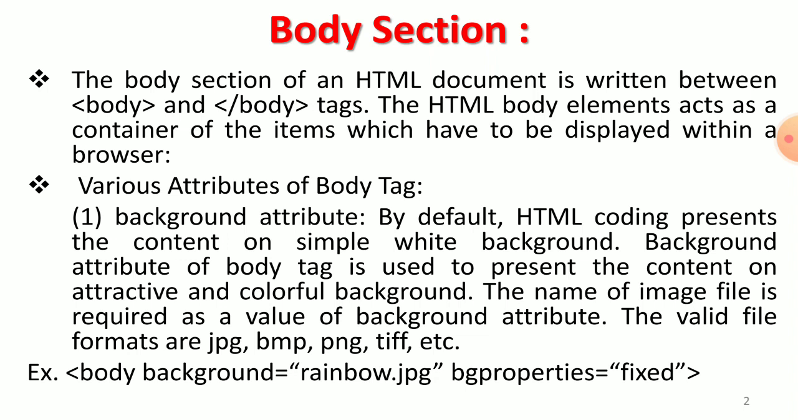fills the entire screen. Fourth, generally the background image scrolls when the user scrolls down the page, and this can be fixed by setting the fixed value of the bgproperties attribute. That is the example of body background equals rainbow.jpg and bgproperties equals fixed. That means the background picture is rainbow and bgproperties equals fixed. That means no scrolling of the image.